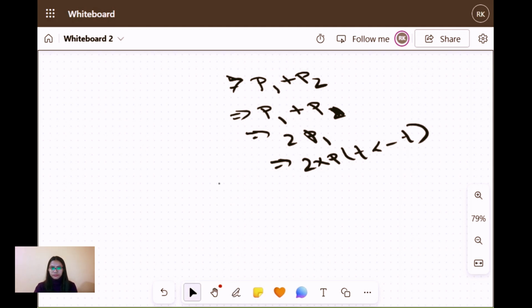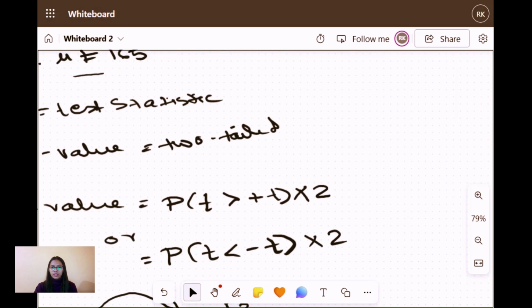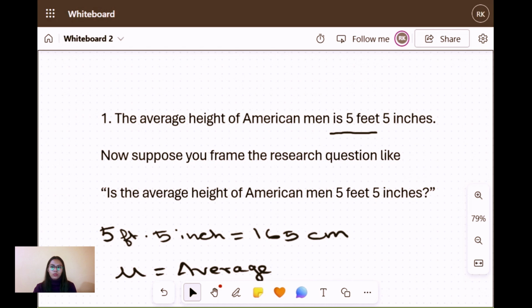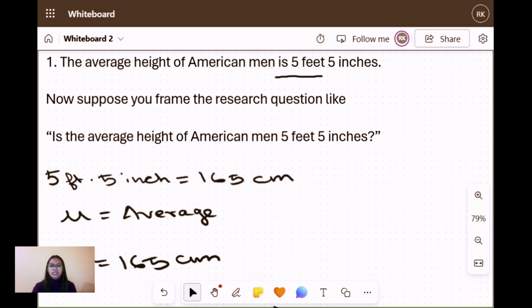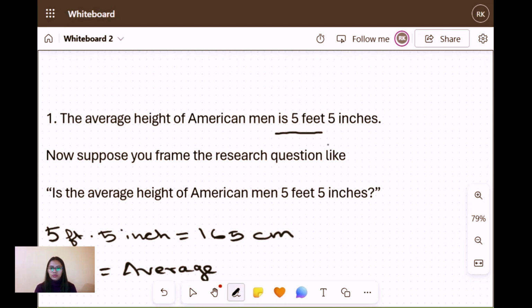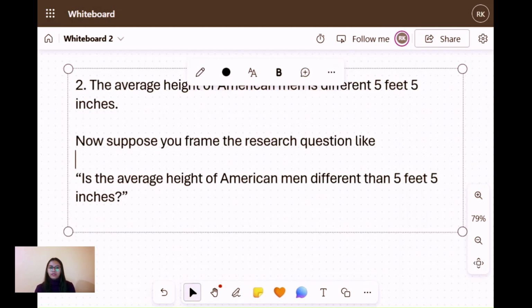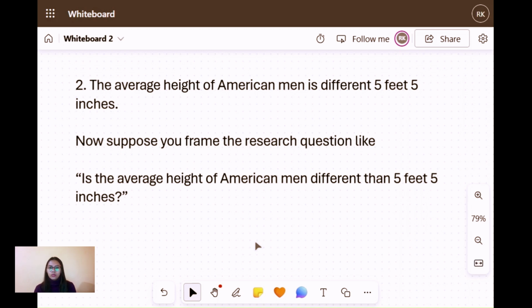Now we will just focus on the type of p-value and how we can frame this and the null hypothesis. So this is the first scenario we have seen. This would be the null, where the equals sign is indicated. Let's have a look at this scenario.